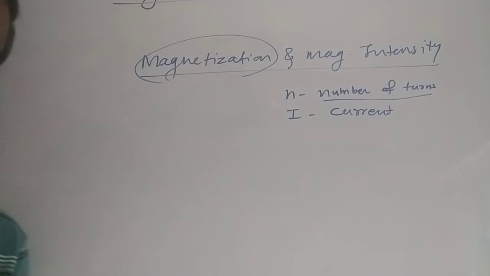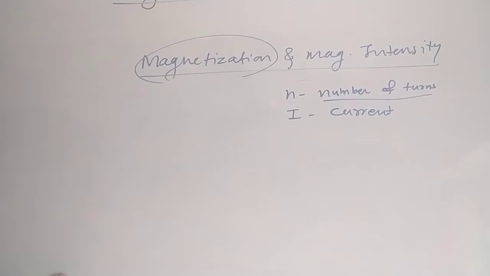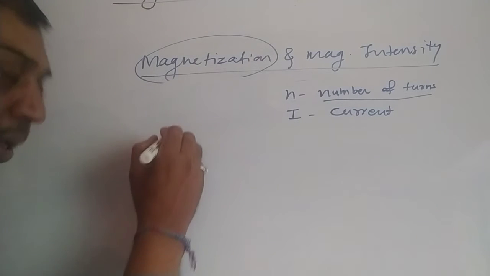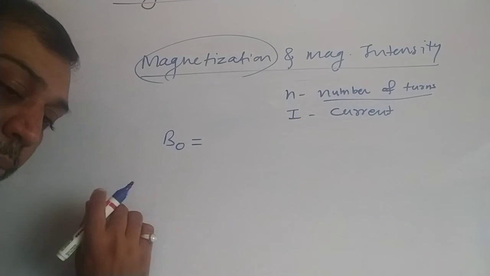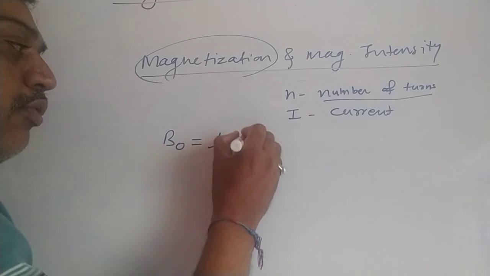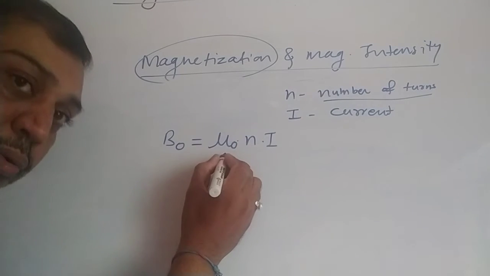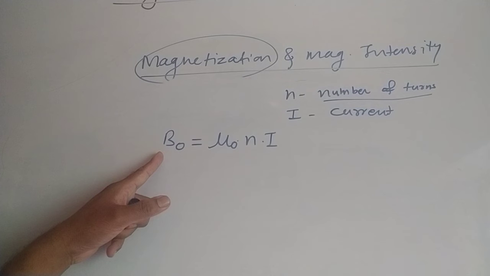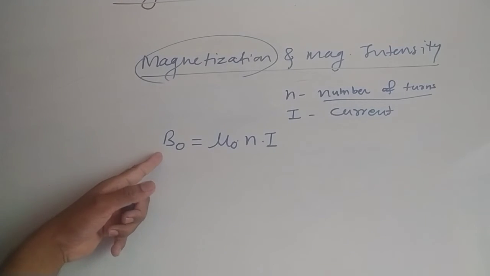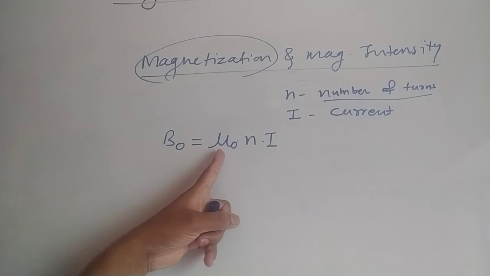Now under this condition, what is the magnetic field produced inside this solenoid? That we have to find out. The magnetic field produced inside the solenoid with n number of turns and I amount of current passing is equal to mu0 into n into I. n is the number of turns, I is the current, and mu0 is called the permeability of the medium. This much magnetic field is produced in the solenoid having n number of turns, with I amount of current flowing, having permeability mu0.